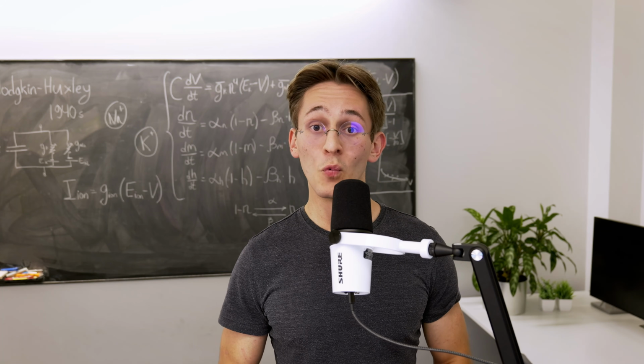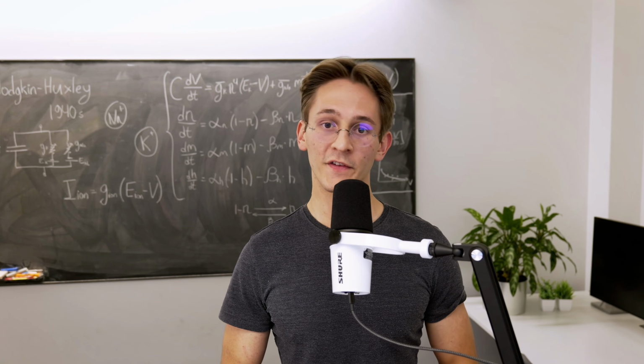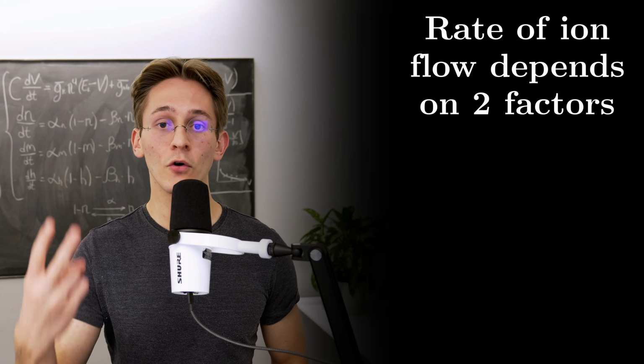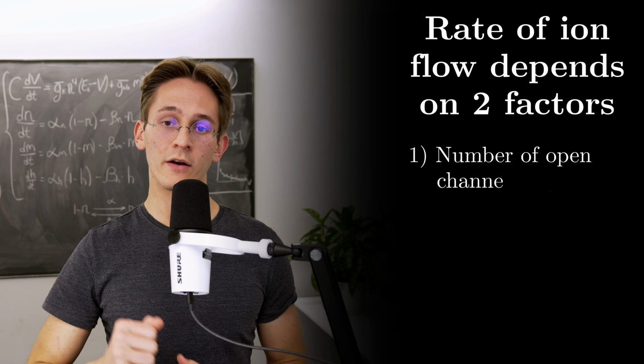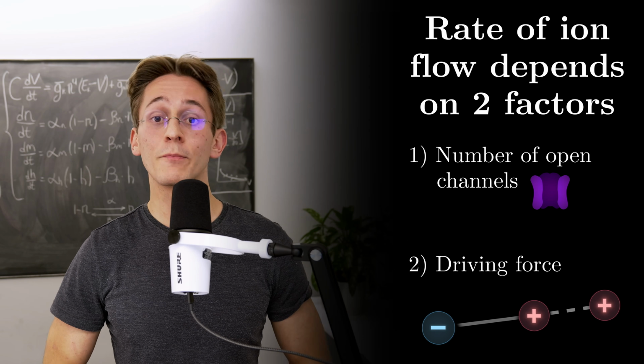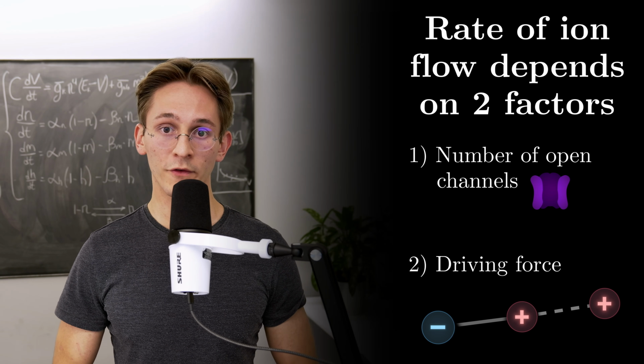We'll begin by discussing what exactly makes ions move across the membrane. The rate at which ions flow through the channels depends on two key factors: how many channels are open and how strong the driving force is. There are two physical processes that determine this driving force.